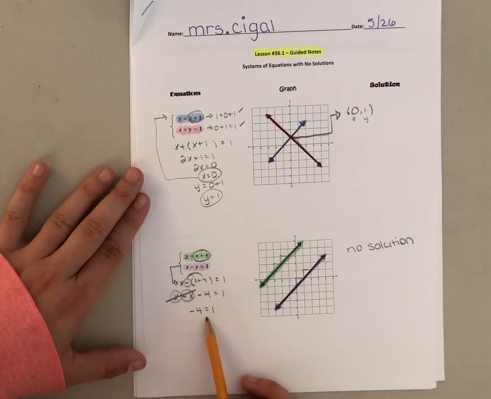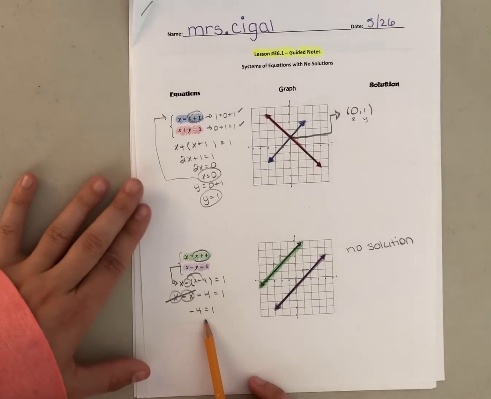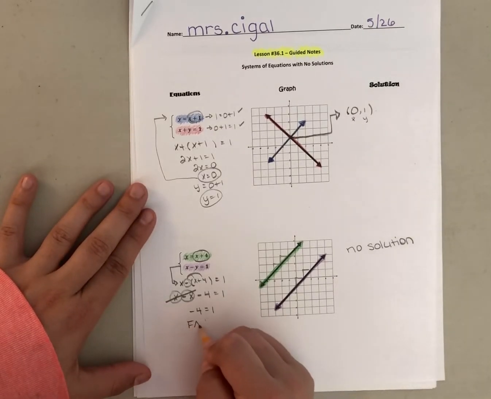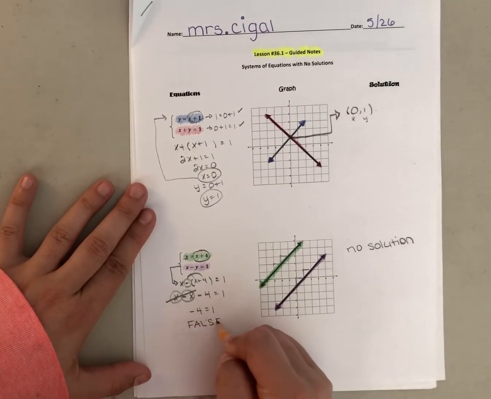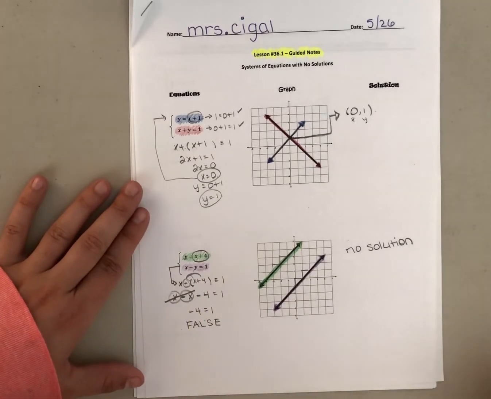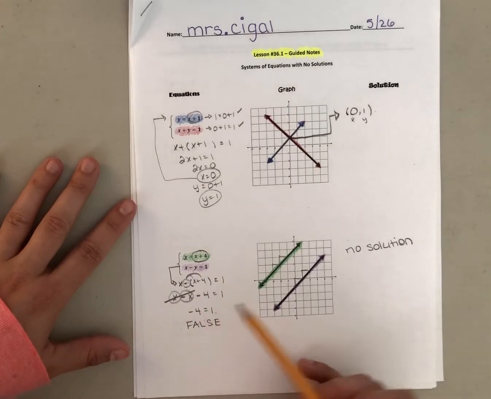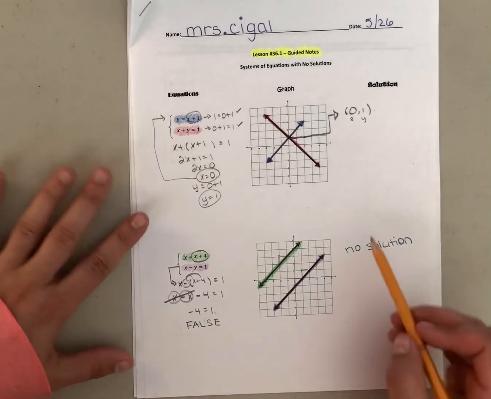This is a false statement. All of our variables canceled, and we end up with something that's not true. Because this is a false statement, that means that no matter what I plugged in for x and y, it was never going to work, which is why there's no solution. So variables cancel out, you're left with a false statement. There is no solution to that problem.